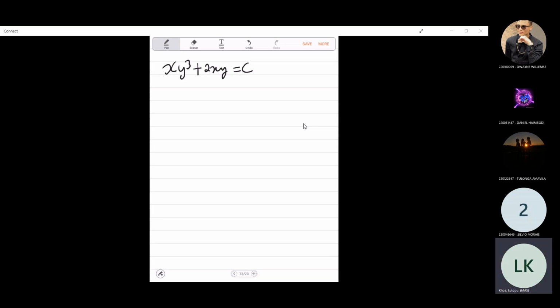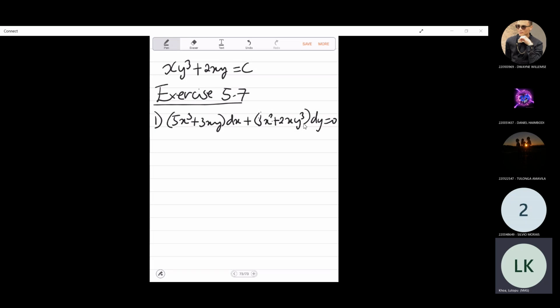Okay. And looking at some of the questions from the exercise, look at the first one. (5x cubed plus 3xy) dx plus (3x squared plus 2xy cubed) dy is 0. Our p is 5x cubed plus 3xy, q is 3x squared plus 2xy cubed.